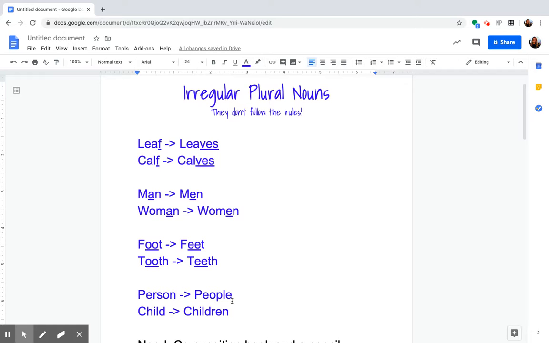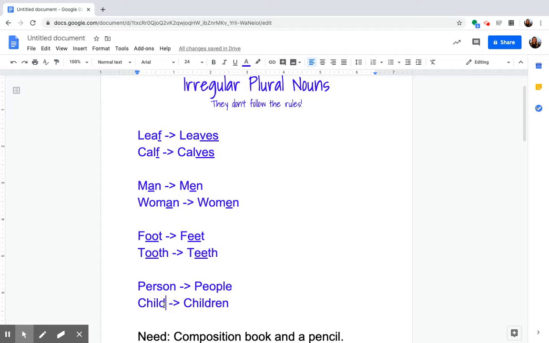Next, we have person. Person changes to people. Now, that one is just its own rule. We just know that person changes to people when we're talking about more than one person. For child, we add this REN ending from child to children. Again, it just has its own rule. We're going to be focusing just on those few nouns today. There may be a few more that pop up in our work, but we're going to be able to use some of the new rules here to help us figure out what we should do when we change it from singular to plural noun.